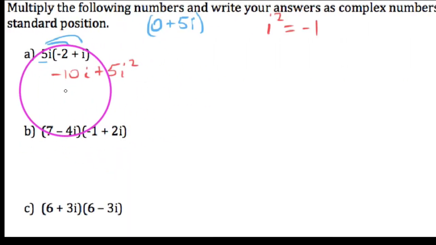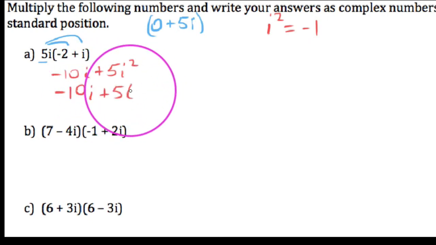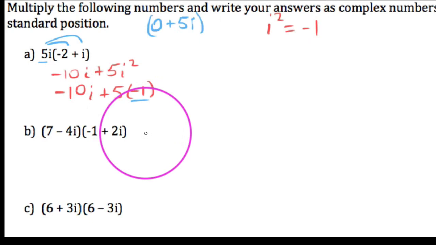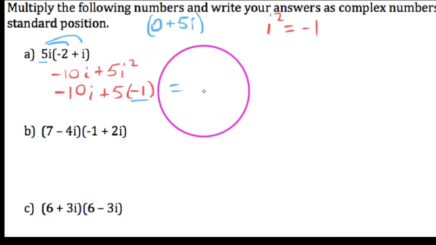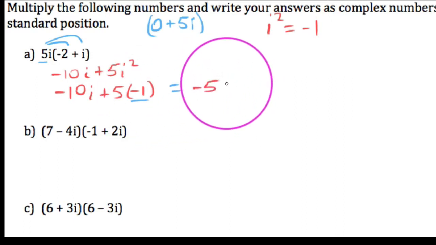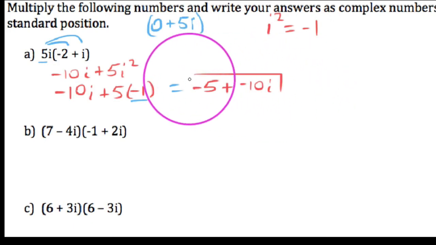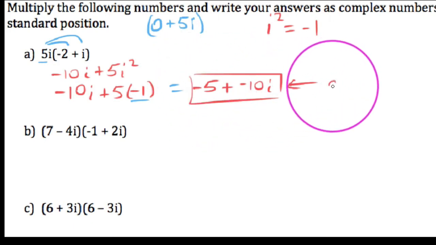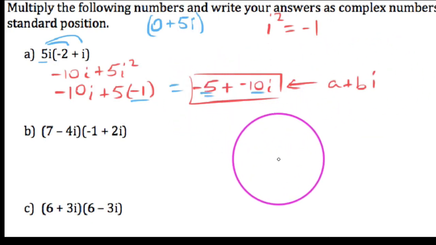So on this product, we're going to rewrite this as negative 10i, and wherever we see an i squared, we substitute in a negative 1. So we simplify this to negative 5, I'm going to put this negative 5 in front, plus negative 10i. The reason I'm writing it like this is because this looks very much like a complex number in standard form, where we put the real number in front and the imaginary number in back.